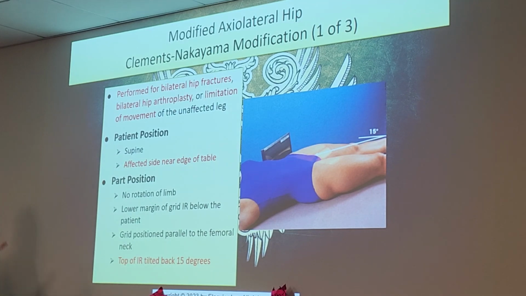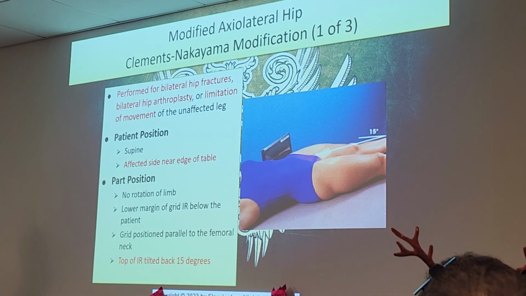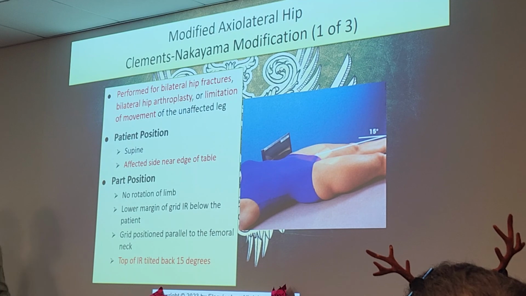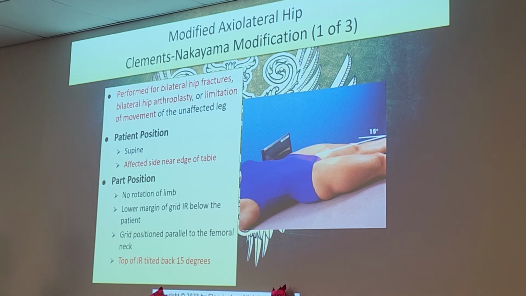Otherwise, you'll do the Donahue Miller exam because it's more optimal of the 2 views. Patient position, supine with the affected leg near the edge of the table. Both legs will be straight out. They can't move their legs. Main thing we're going to do is the top of the IR will be tilted back 15 degrees to accommodate for the angulation of the tube that we're going to add, which you see is 15 degrees as well. Top of the IR tilted back 15 degrees, still at that iliac crest, by the way, just like with the Donahue Miller.